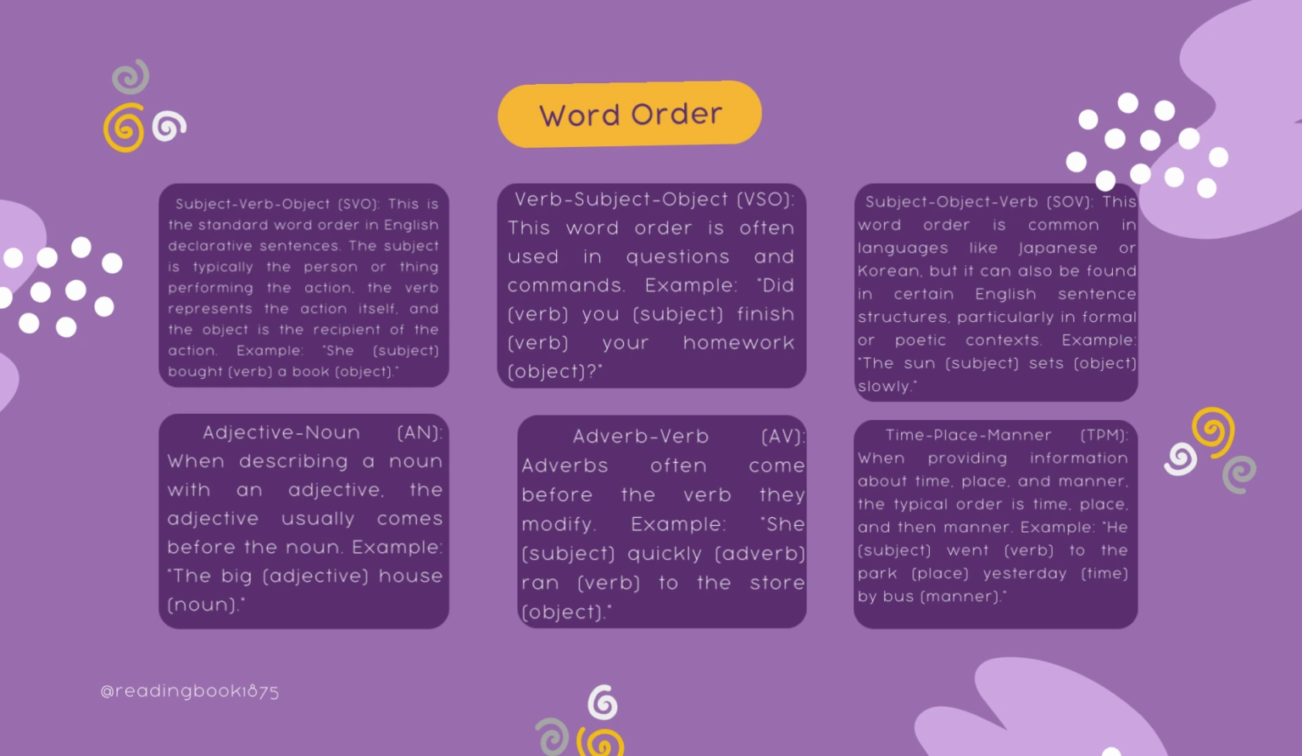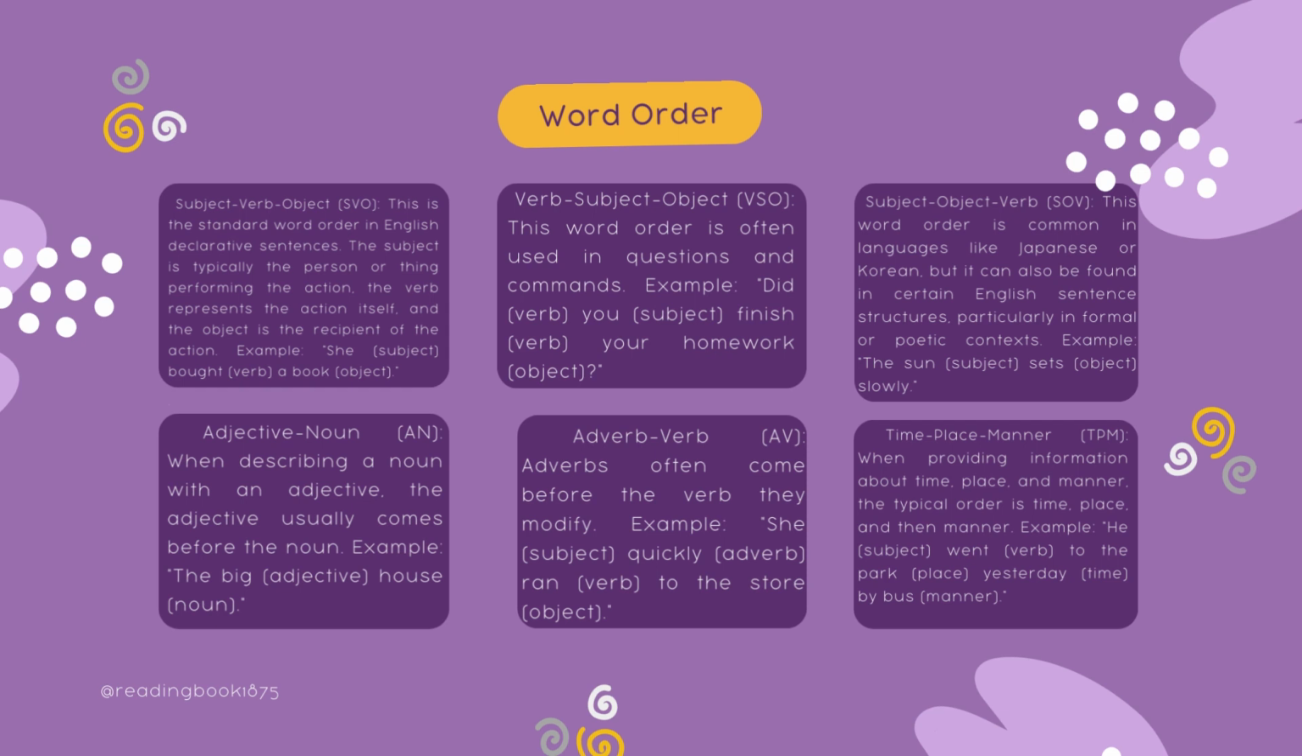3. Subject-object-verb, SOV. This word order is common in languages like Japanese or Korean, but it can also be found in certain English sentence structures, particularly in formal or poetic contexts. Example: The sun (subject) sets (object) slowly.